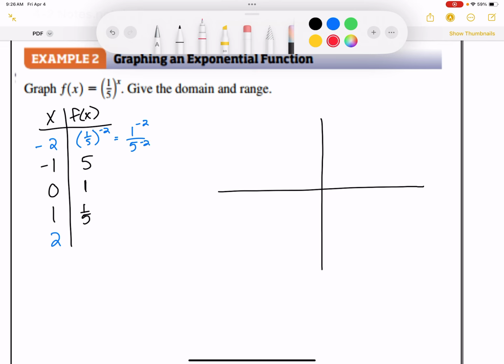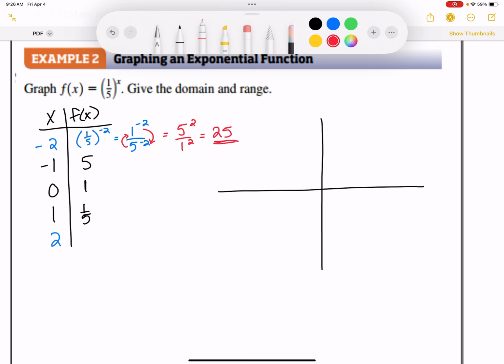Well, we just talked about negatives, and since the 5 is negative in the denominator, I need to bring it to the numerator and make it positive. But the 1 is in the numerator and it has a negative, so I need to take that to the denominator and make it positive. So that becomes 5 squared over 1 squared, which is 25 over 1, which is 25. So that's that point, 25.